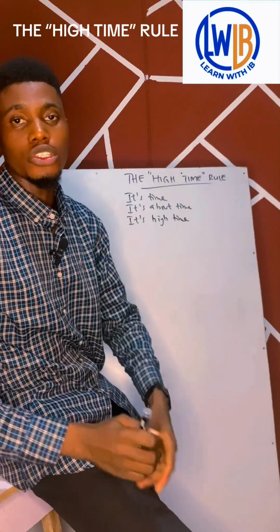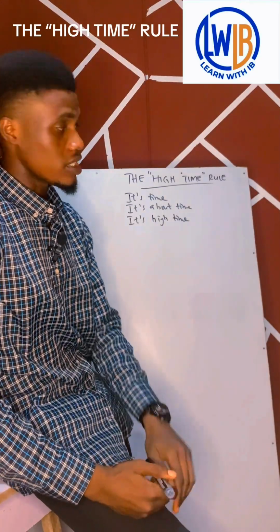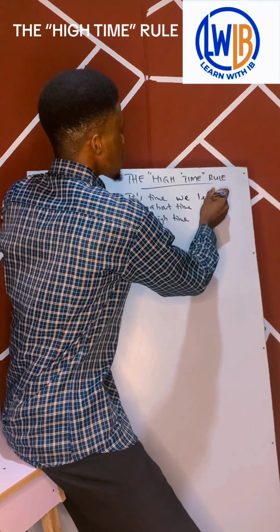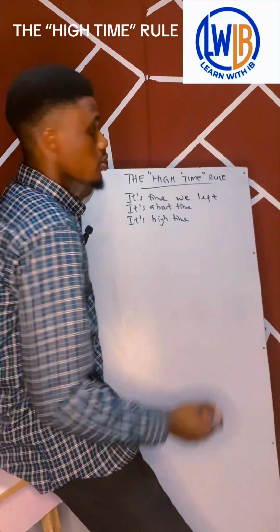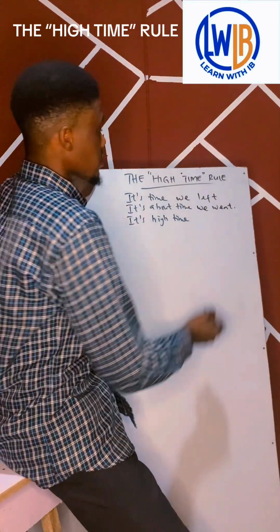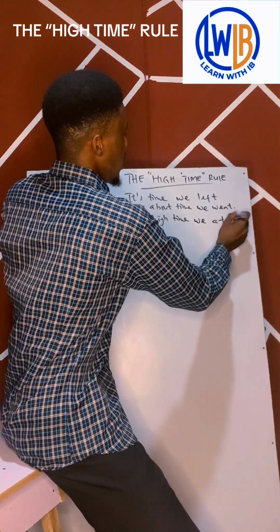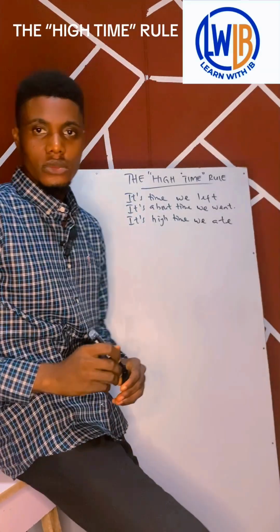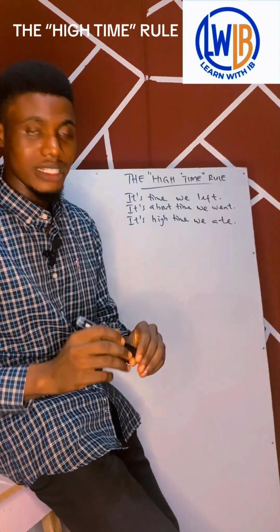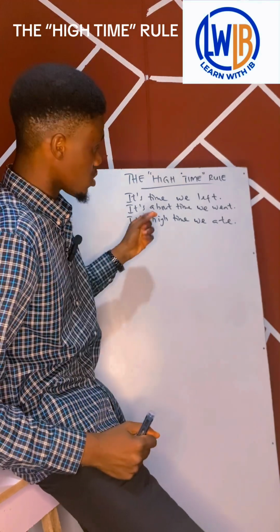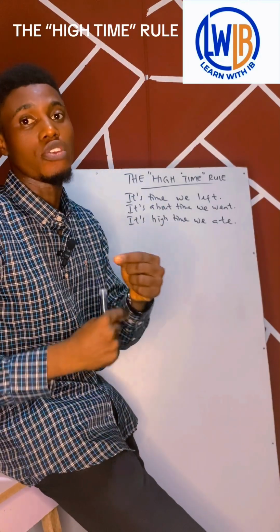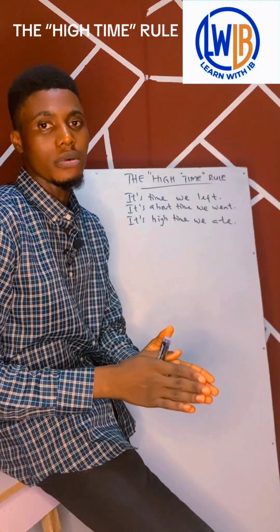Now the verb that follows should be in its past form, which means if you're saying "it's time," it should be "it's time we left." "It's about time we went." "It's high time we ate." So whenever you make use of "it's time," "it's high time," or "it's about time," you make use of the past form of the verb.